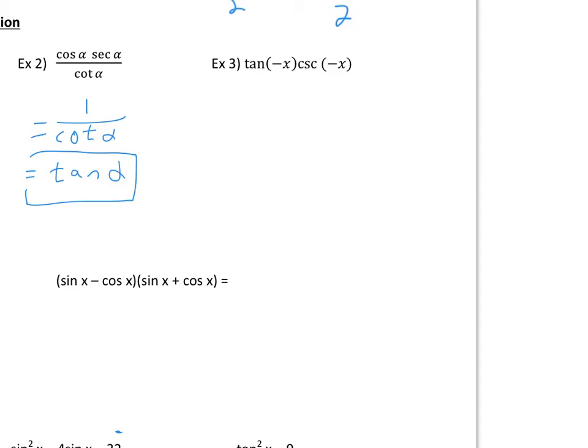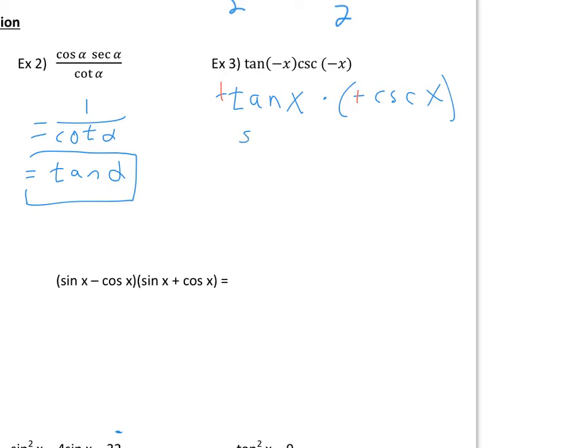And as we do, we know that the tangent and the cosecant are both odd functions from above. So this is like saying negative tangent of x times negative cosecant of x. Well, the negatives will cancel each other out, which is kind of nice to know. So now I can just make those go away.